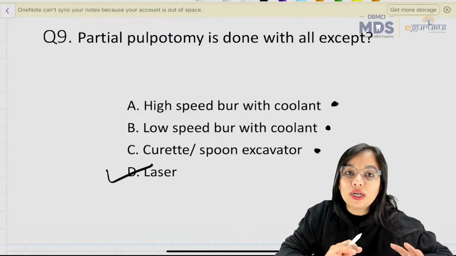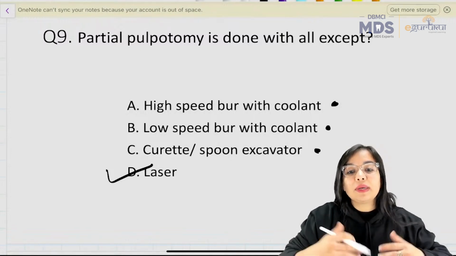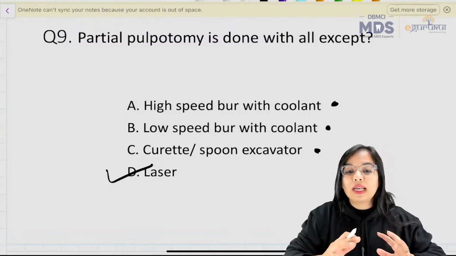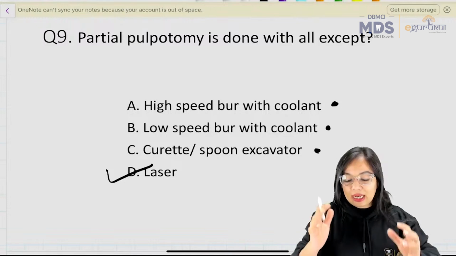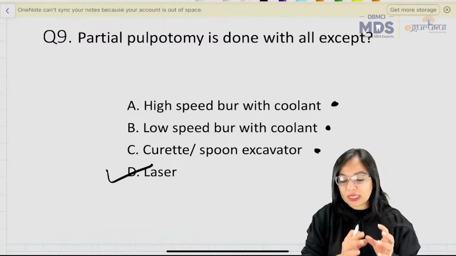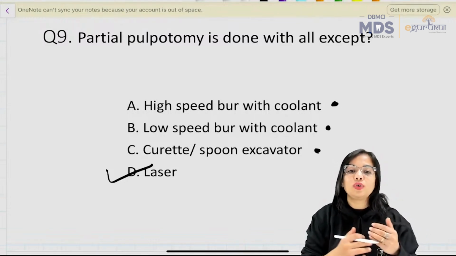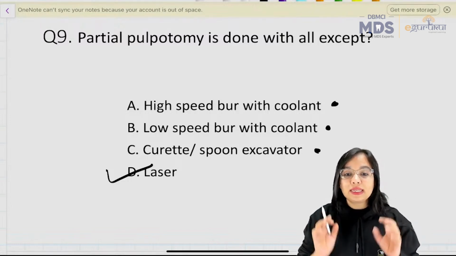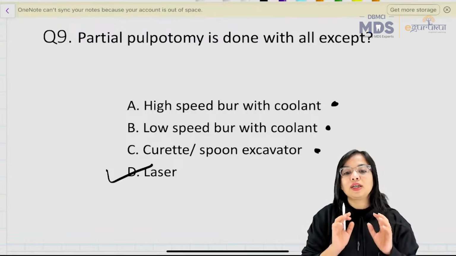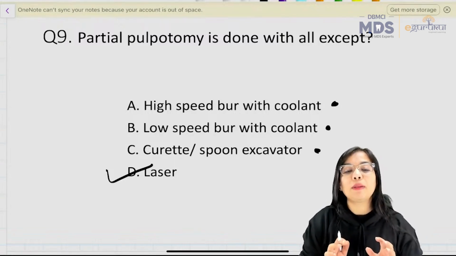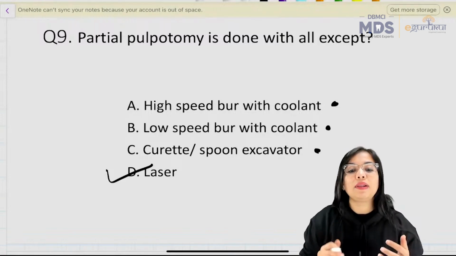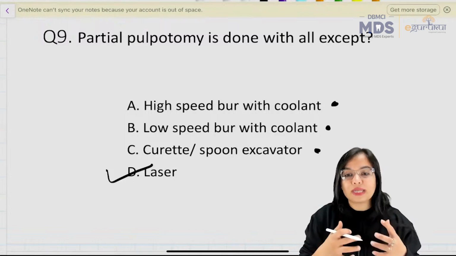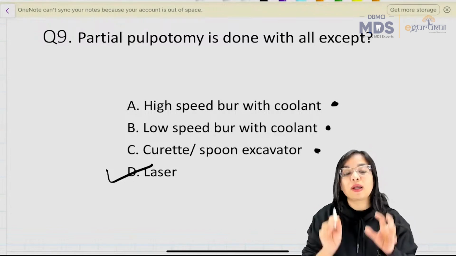According to McDonald and Avery, they recommend amputation of the pulp to be done with the use of only a spoon excavator. There are various others that say that low speed burrs can be used with coolants in order to de-roof or remove the coronal part of the pulp. An extensive review concludes that for laser assisted pulpotomy, there is weak reliable evidence that lasers are more effective as compared to conventional pulpotomy. So the answer here becomes laser.